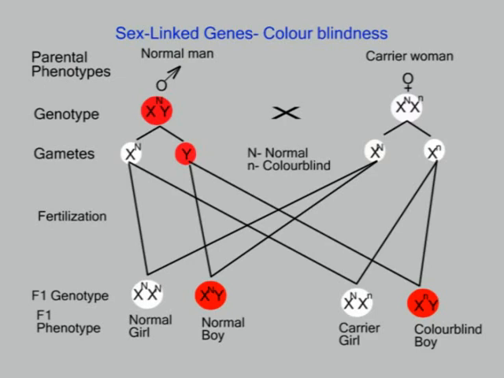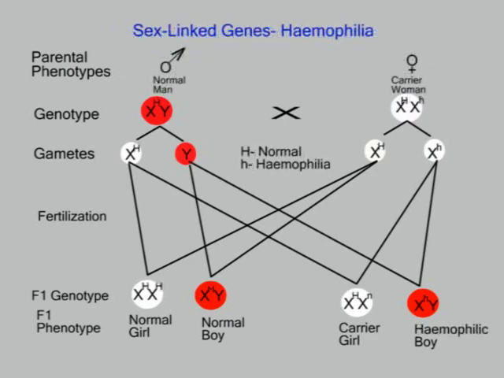Now, in your own time, perform a cross for the condition of hemophilia. Remember also, the gene for hemophilia is also located on the X chromosome. So you can attempt to perform several crosses with either carriers or hemophiliacs, for either males or females. Remember, there are no male carriers for color blindness and hemophilia. A male is either normal or colorblind or hemophilic.